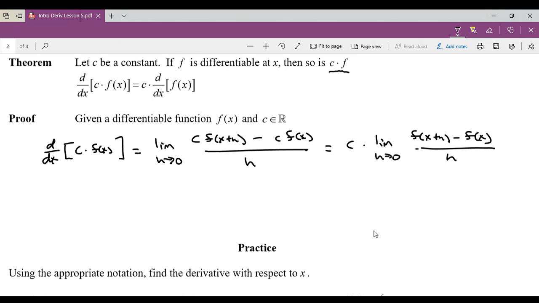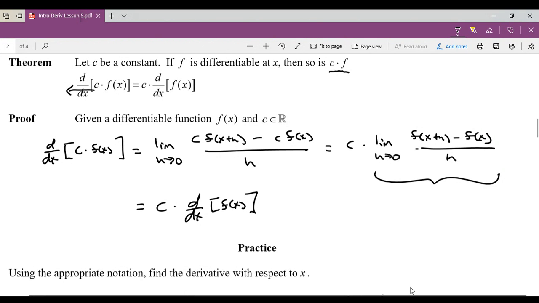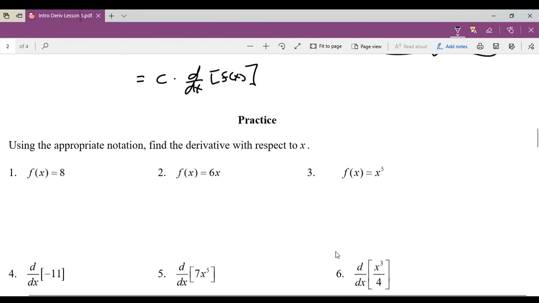And you're like, oh, look at that. What is this? This is the definition of the derivative. That is f prime of x, or if I'm using command notation, d dx of f of x. So that means that this is equal to c times d dx of f of x. If I wanted to do c times f prime of x, I could. All right. Long story short, a constant can be moved through a derivative, and that should seem pretty intuitive since you can move constants through a limit. All right, so let's get to the good stuff.